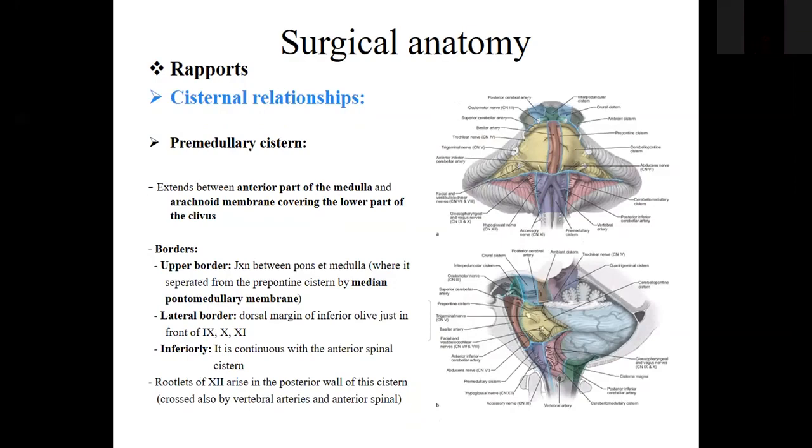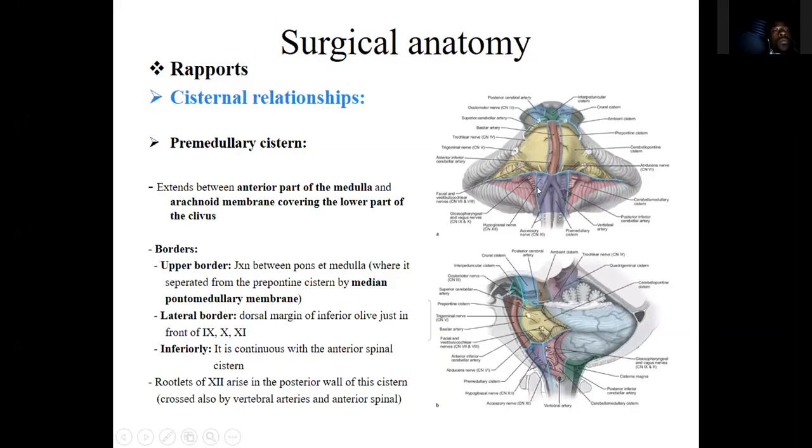It has borders superiorly, delineated by the junction between the pons and the medulla, where it is separated from the prepontine cistern by the median pontomedullary membrane. See later. We have lateral borders at the dorsal margin of the inferior olive, just in front of the rootlets of the glossopharyngeal, the vagus, and the accessory nerve. We have inferior margins, which are continuous without interruption with the anterior spinal system.